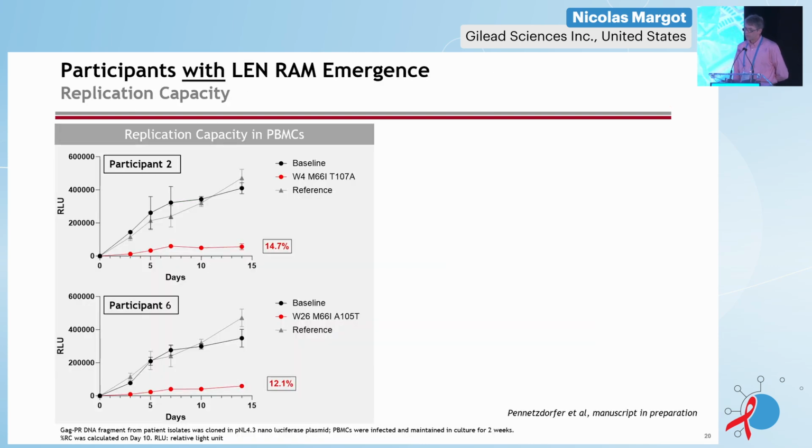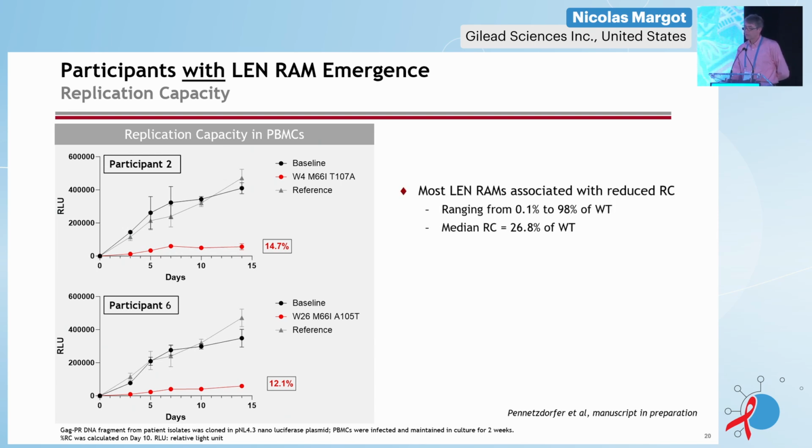So we also did some replication capacity analysis. Replication capacity is showing here that there was a severe reduction. Most of the LEN-RAMs were associated with replication capacity issues, which range from 0.1% to 98% of wild type. And the median was around 27% of wild type.